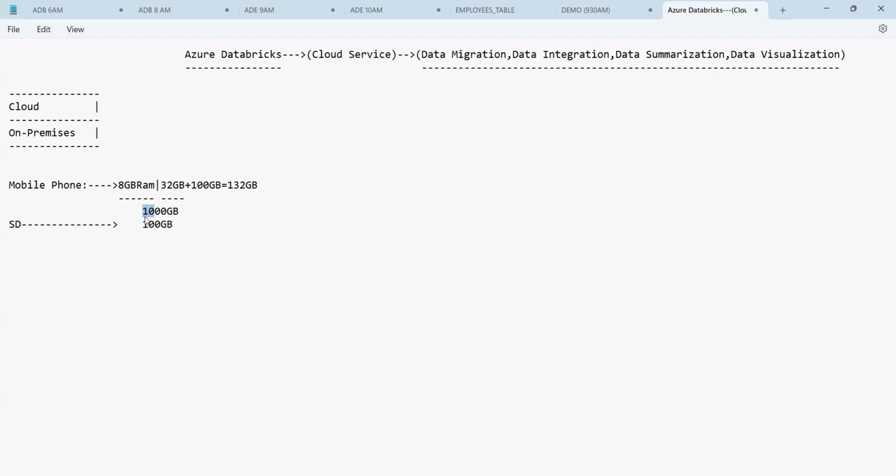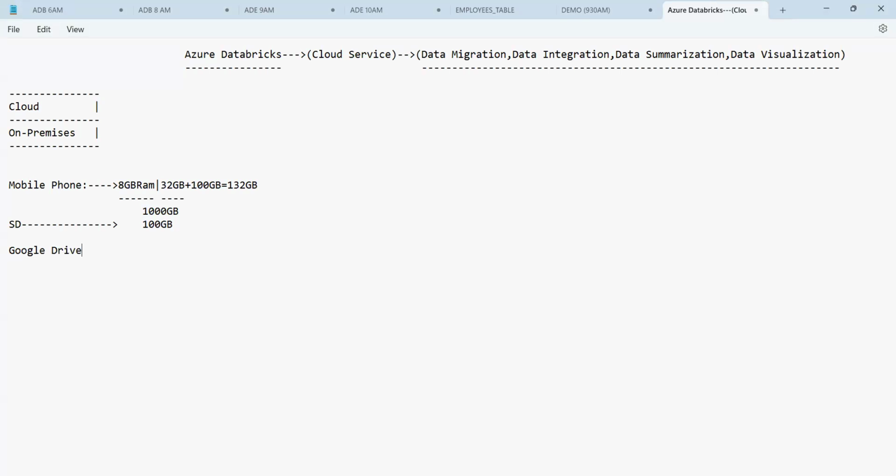What is the alternative? Will you go for buying a new mobile phone? No, because buying a new mobile phone is quite expensive. So what do we do generally? We go with Google Drive. Yes, guys, generally we store the data in Google Drive.